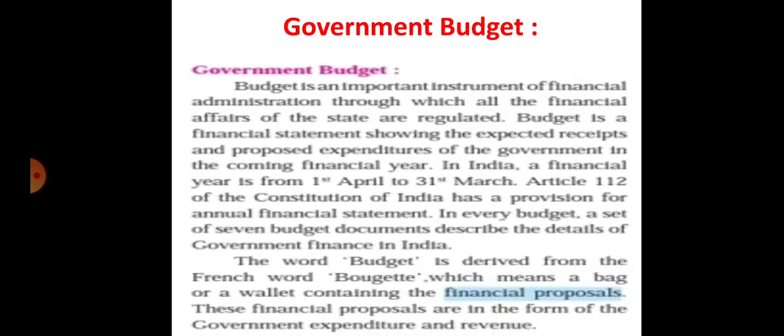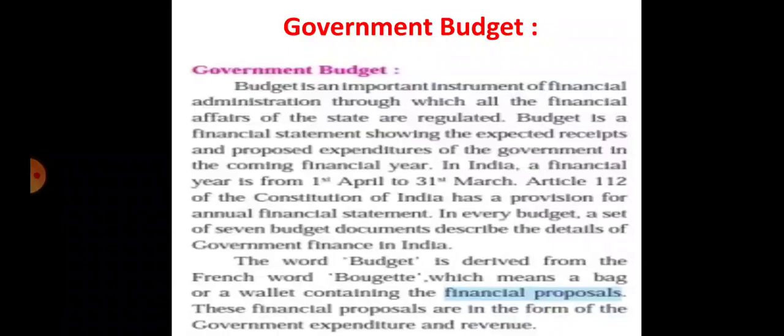In India, the financial year is from 1st April to 31st March. We know the Constitution of India has a provision for the annual financial statement. In every budget, a set of 7 budget documents describes the details of government finance in India. Basically, this word is derived from the French word bougette, which means a bag or wallet containing the financial proposals.